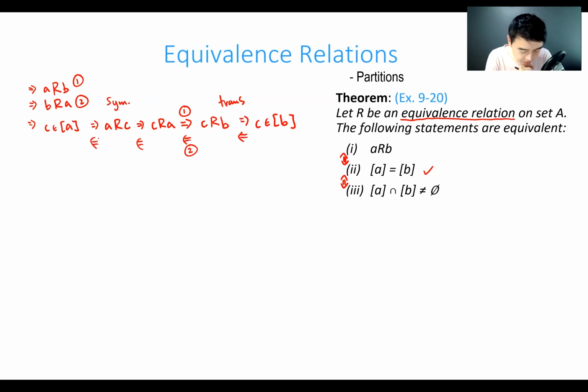Okay, so what we've shown here is the equivalence class of A must be the same as the equivalence class of B. Any element in the first set is also in the second set and vice versa. So they're equal. Okay, so we've just shown that number one implies number two. Now we have the fact that two sets are equal.